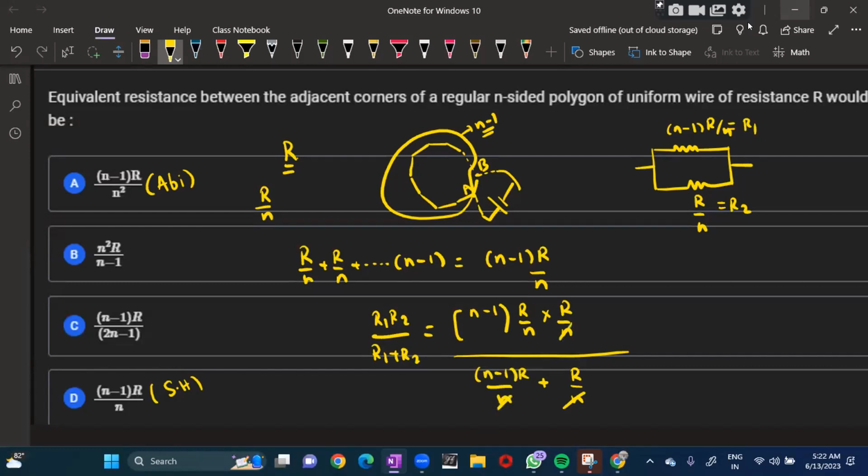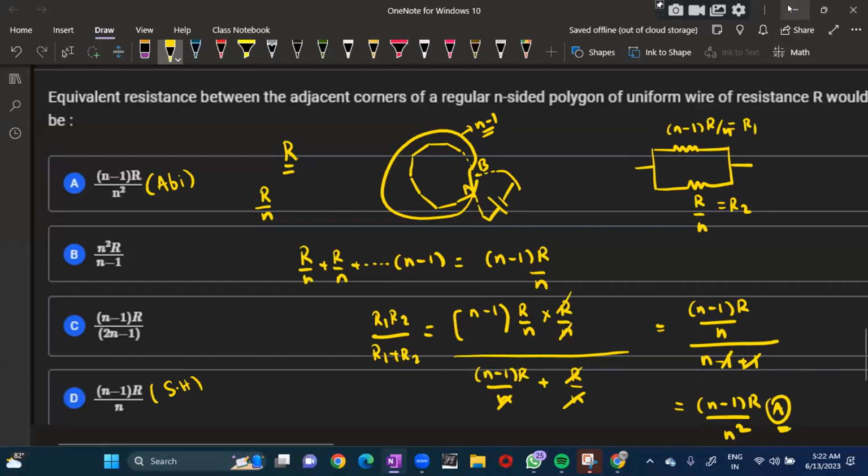N cancels out, R also cancels out. And simplify: N minus 1 into R by N, and whole divided by, you take the LCM, N minus 1 plus 1. So N minus 1 into R by N square. Which is the right option? Option A is the right answer. Very good job. Everyone understood? Yes, sir.